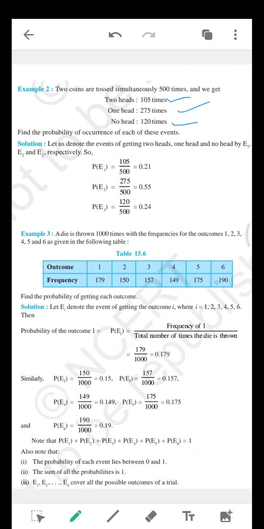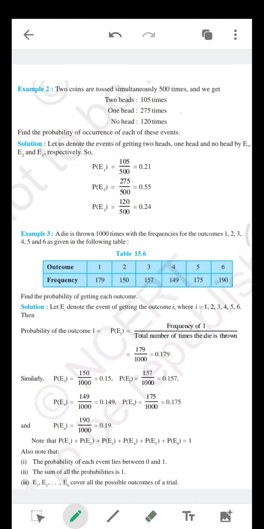Now he is asking to find the probability of occurrence of each of these events. So P of E1. Each of these events, we will denote the 2 heads by E1, 1 head by E2, and no head by E3. We can write E1, E2, E3 also, or you can write 2 heads, 1 head, or no head, one by one. That's up to you. So what is our formula? Number of favorable outcomes by total number of outcomes.